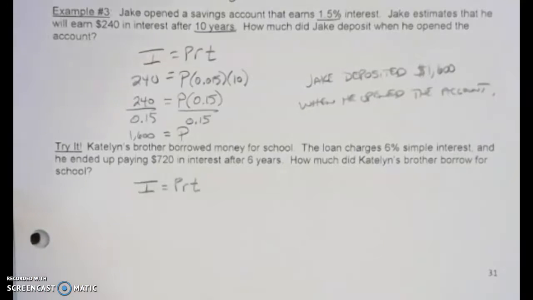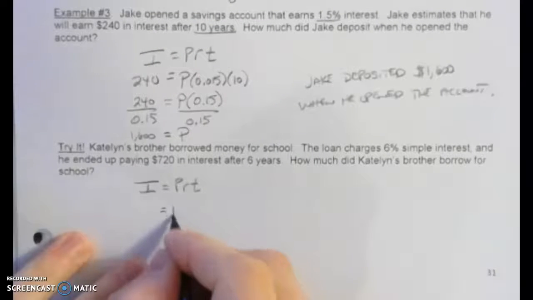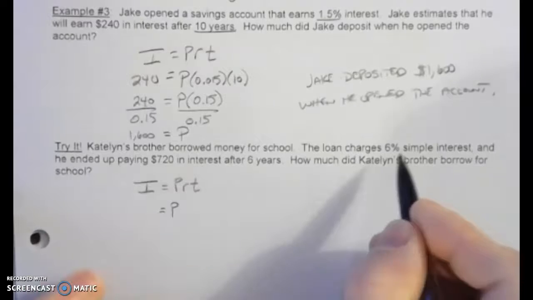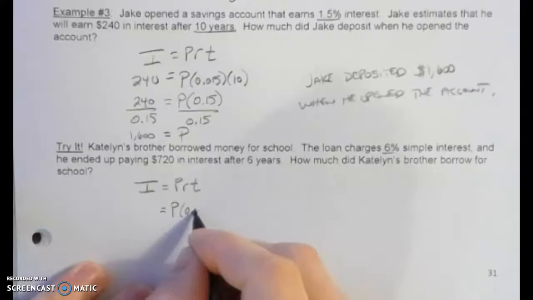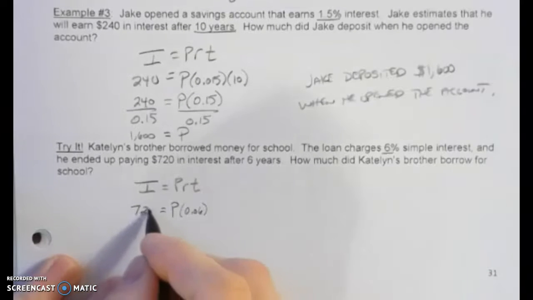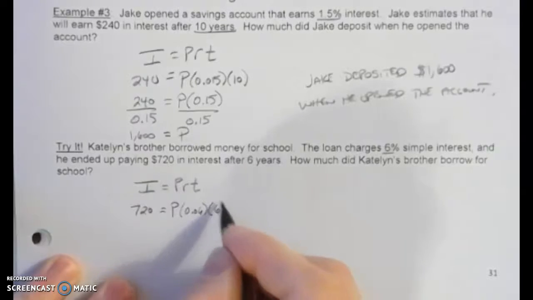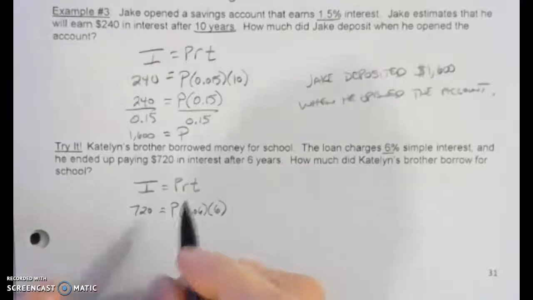Our last problem tells us that Caitlin's brother borrowed money for school. The loan charges 6% simple interest, and he ended up paying $720 in interest after 6 years. How much did Caitlin's brother borrow for school? So just like last time, we're going to be looking for P, the principal. So I'll rewrite it. The interest rate is 6%. We're going to move the decimal back twice, which is going to be 6 hundredths. And it says right here that he paid $720 in interest over 6 years. So that's going to be our amount of time, 6 years. And we need to figure out, again, what the value of P is.